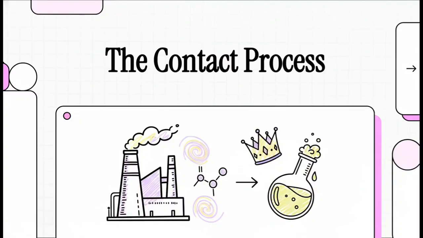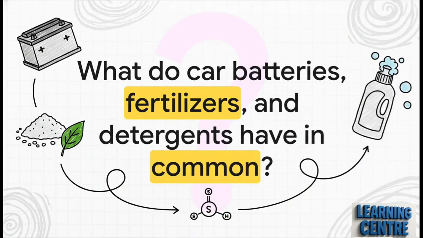All right, today we are diving into one of the most important industrial processes on the entire planet, how we make the king of chemicals. Let's jump right in. So let me start with a quick question for you.